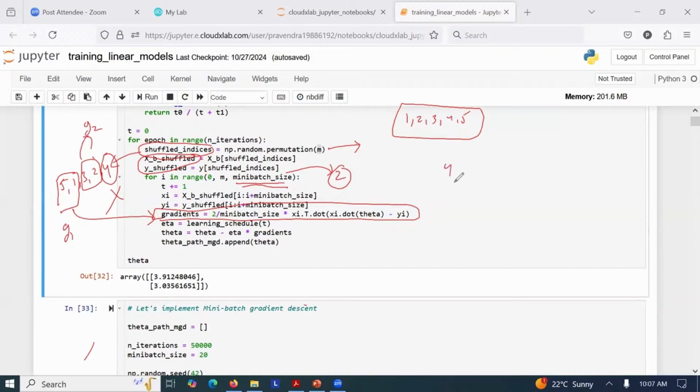In another round, again we will shuffle these indices, and let's say after shuffling, the shuffle index is 4, 1, 3, 2, and 5, right? Again mini batch size is 2. So the first gradient we will calculate using 4, 1. The second gradient we will calculate using 3, 2. And since we are only left with one example, and there have to be two training examples to calculate gradient, again we will skip this 5, right? So this way we will proceed.